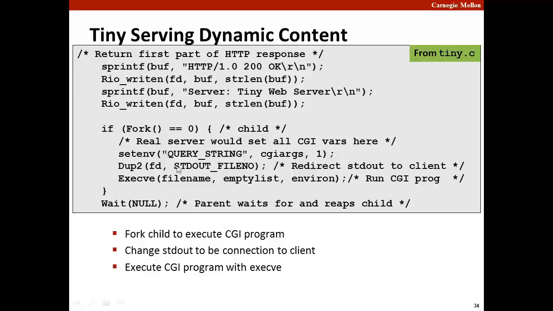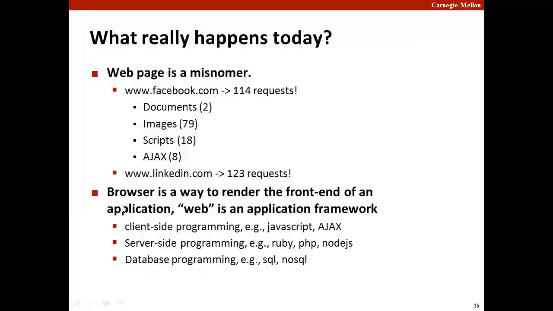So here you can see what I was talking about. Fork, set the environment variable, dup2 the file descriptor, exec the CGI program. Simple as it is. Wait for it to be done. This process I just described to you is the best of the web circa 1998.